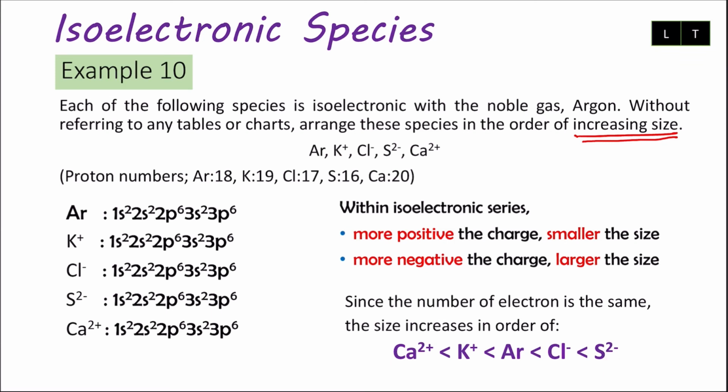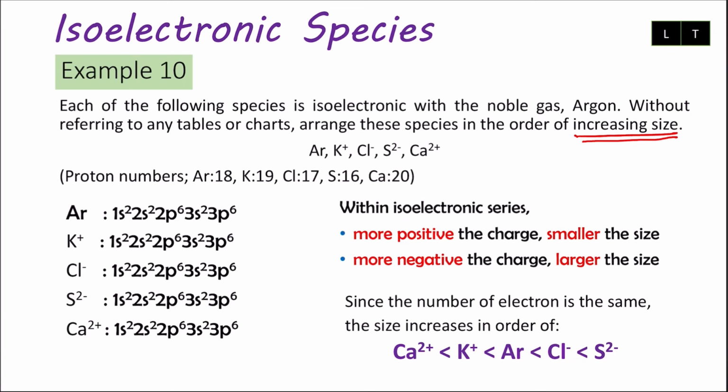So that is how you write the arrangement for species that are isoelectronic, based on this example. Make sure you arrange based on the order given in the question. In this case, I use the less than symbol to indicate increasing size.